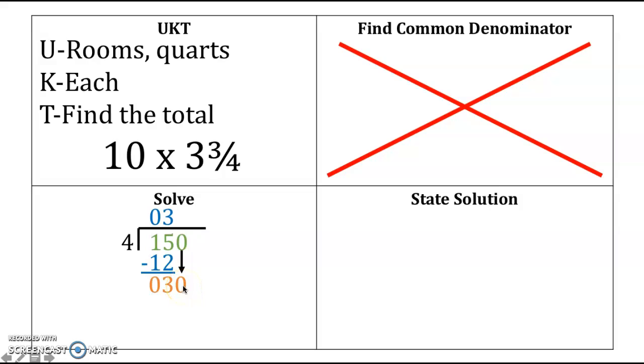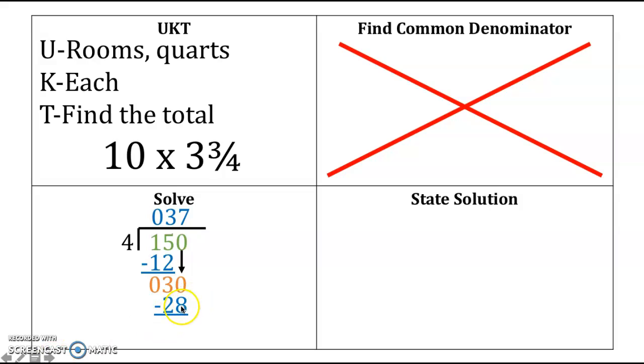Our last question to ask ourselves is, how many groups of 4 can we take away from 30? I know in my brain, or using a multiplication chart, it doesn't matter, use your resources so that you're accurate. 7 groups of 4 can be taken away from 30. That was division. Now we need to multiply. 7 times 4 is 28. Last step is to subtract.